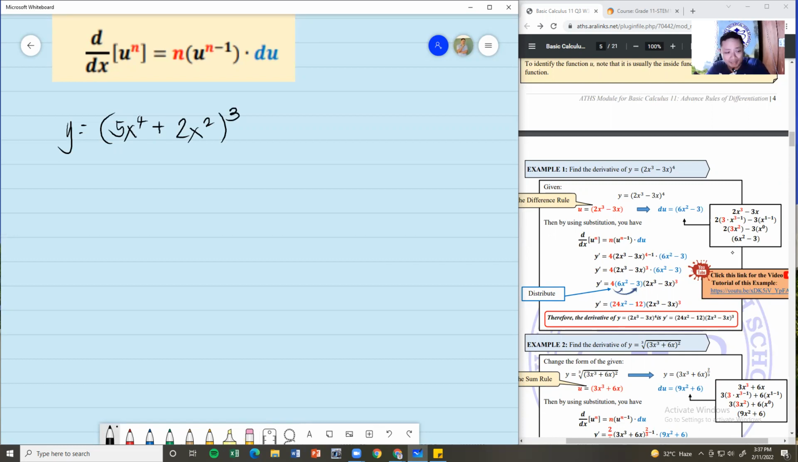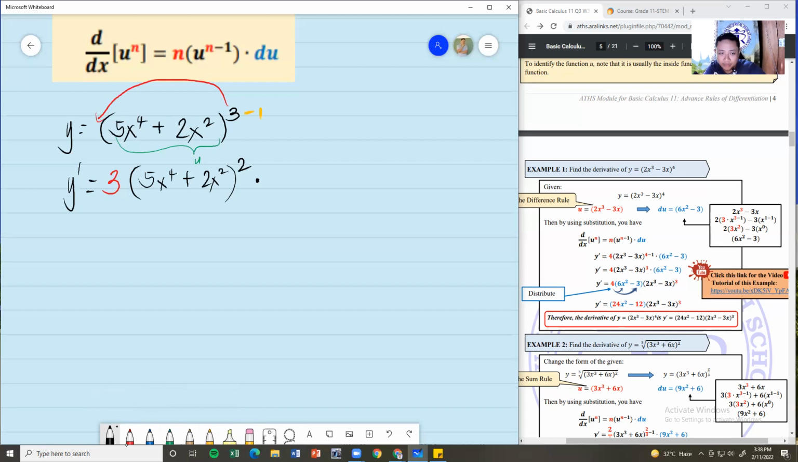Okay, same process. Okay, so we have here the y prime will be equal to your 3 will go there, so that becomes 3. And then copy your u. This time, this is your u. So we will have times 5x raised to 4 plus 2x squared. And then, don't forget to subtract 1 here. So that becomes 3 minus 1. That becomes 2 or squared. Can you follow? We're done with the first part.